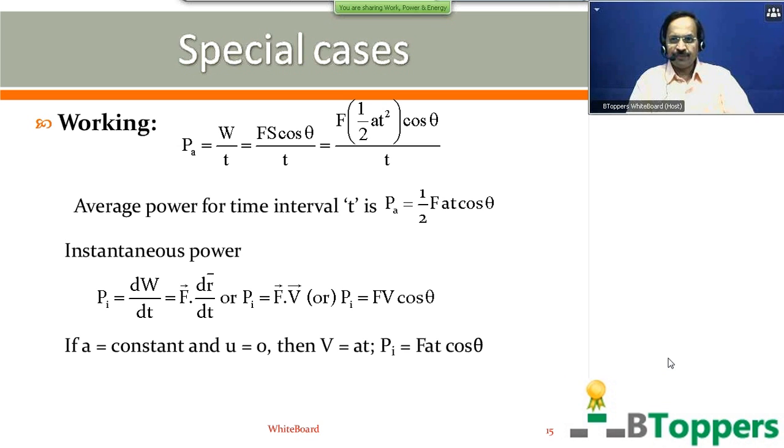The acceleration is constant and the initial velocity u is 0. Then the instantaneous velocity at time t can be written as v equal to at. So instantaneous power after time t is Fat cos theta. Earlier we calculated the average power for a time interval t as half Fat cos theta. The instantaneous power is Fat cos theta.